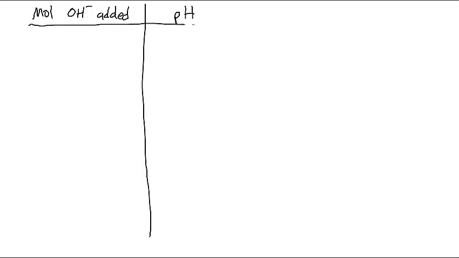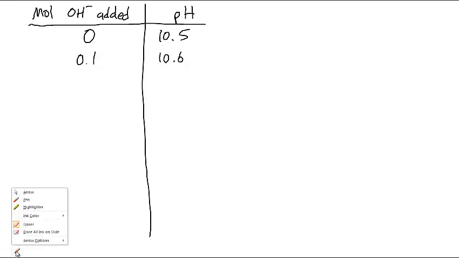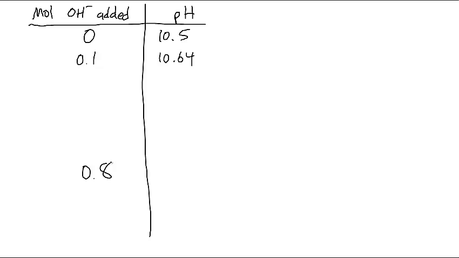All right, so we have a couple of data points now. We know when we have 0 moles of OH minus added, it was 10.5. When we added 0.1 mole, it was 10.64. Yeah, just for consistency's sake. And then we knew when we added 0.8, the pH was up to 13. So the question is, where along there is the breaking point?